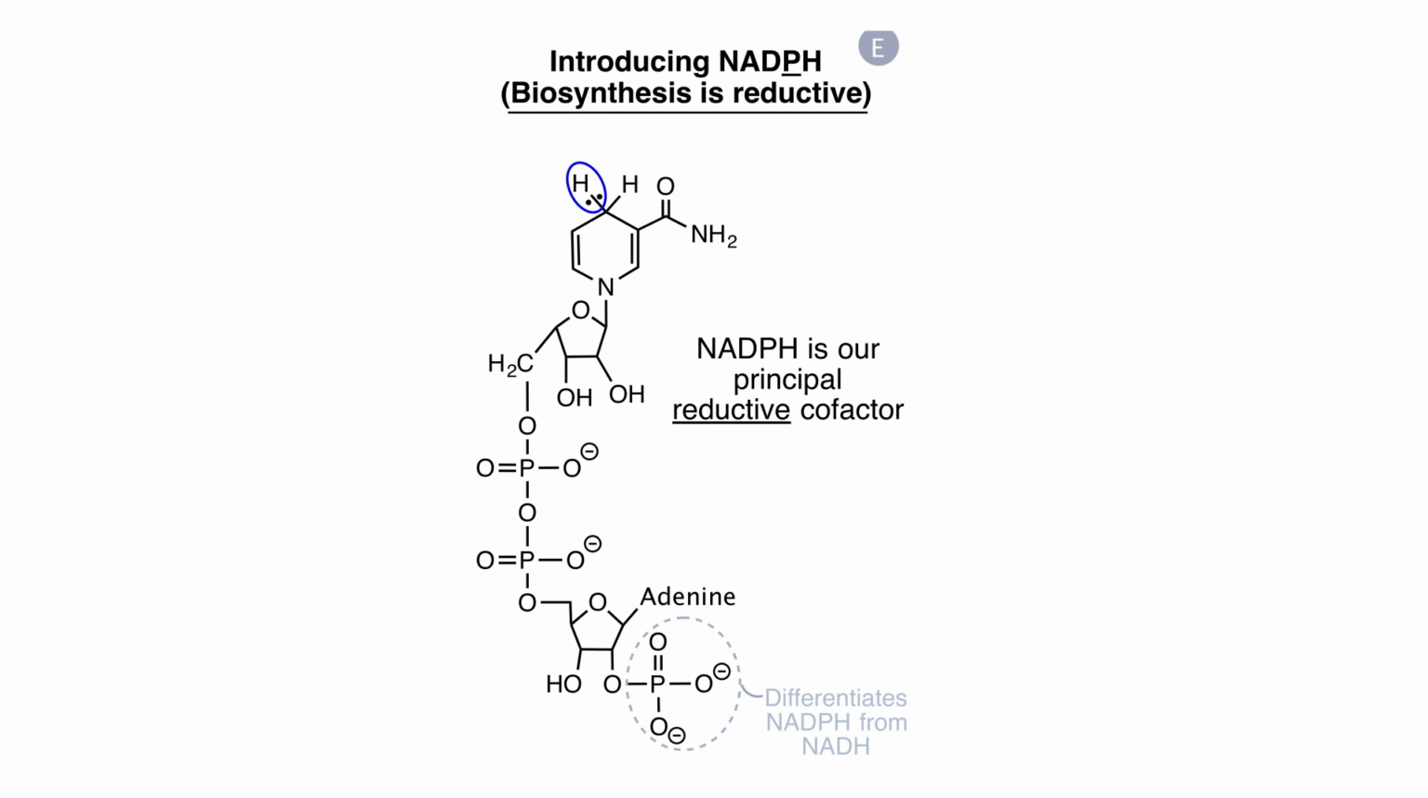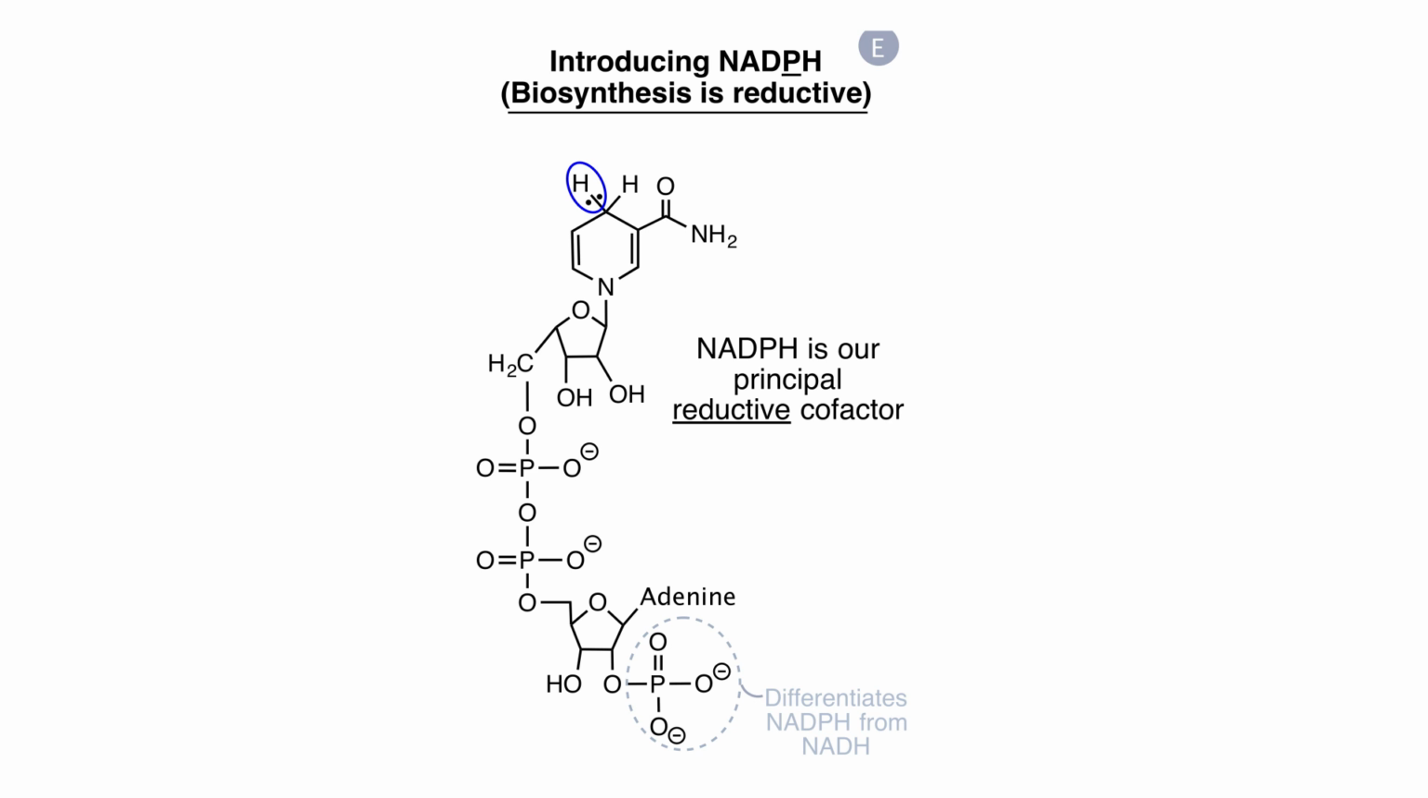That is, enzymes that are looking for a source of reducing equivalents. NADPH is the cofactor that provides those reducing equivalents. The hydride shown in the blue ellipse at the top of the molecule represents the reducing equivalents that were going to be used in biosynthesis.